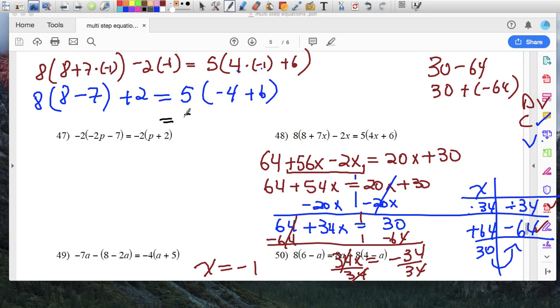Let's do this side because it's easier. So it's 5, negative 4 plus 6 is 2, and 5 times 2 is 10. Done. On this side, I got 8. 8 minus 7 is 1, and then plus 2. 8 times 1 is 8, plus 2 is 10. Both sides check out. And that's day 4.